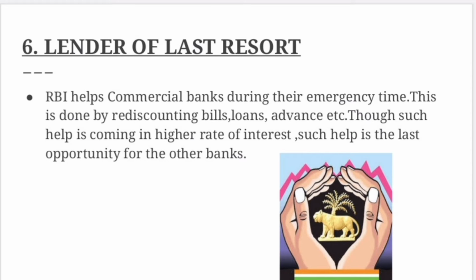RBI is also known for the sixth function, which is the lender of the last resort. If any of the commercial banks is facing any emergency, or if there is low cash flow, then they can take money from RBI by rediscounting the bills or as loans or as advances, etc. The rate of interest is high, but RBI saves them in time. So we are calling it lender of the last resort.